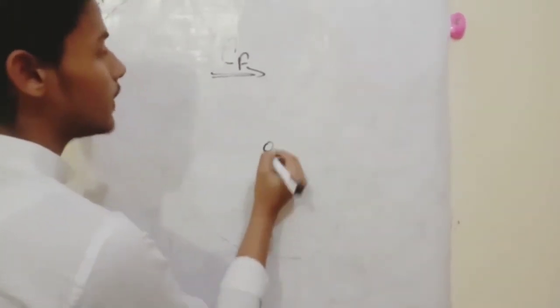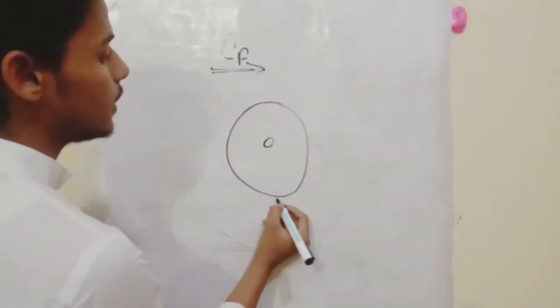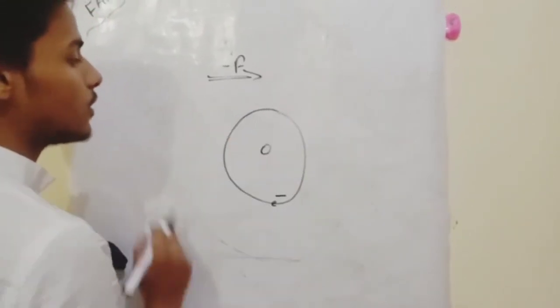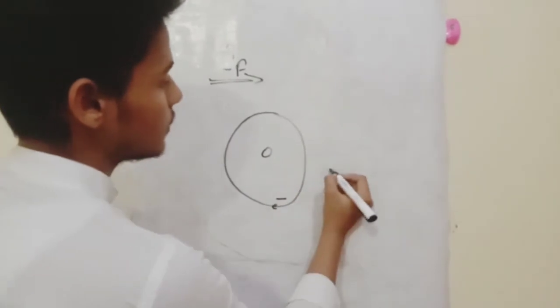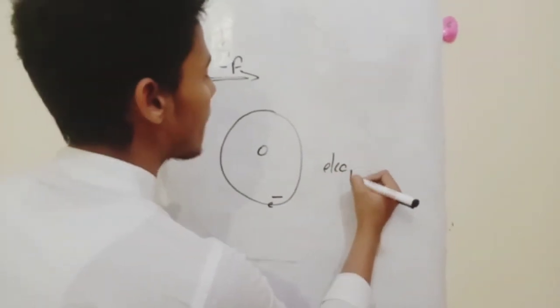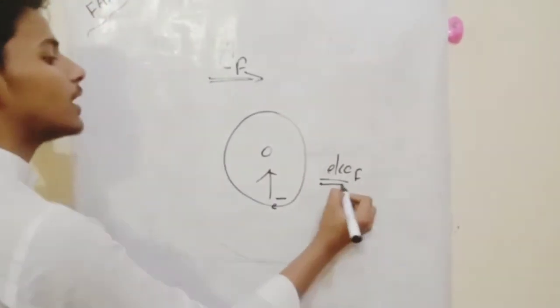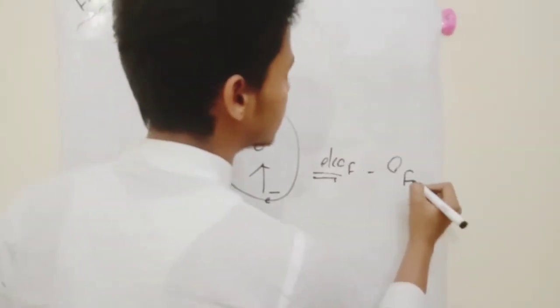This is a nucleus, and this is an orbit in which an electron revolves around it. The electron revolves around this orbit because of electrostatic force. This force acts toward the center, so it can also be called centripetal force.